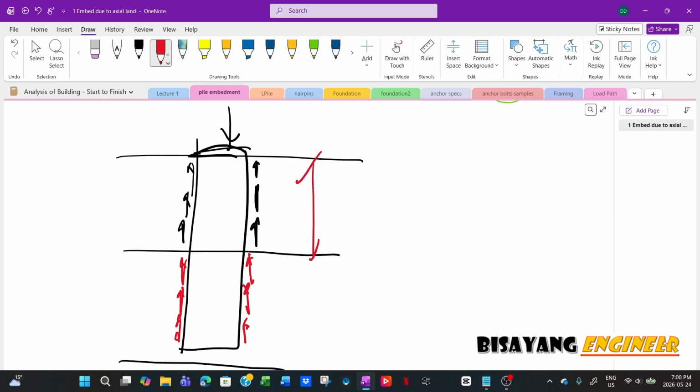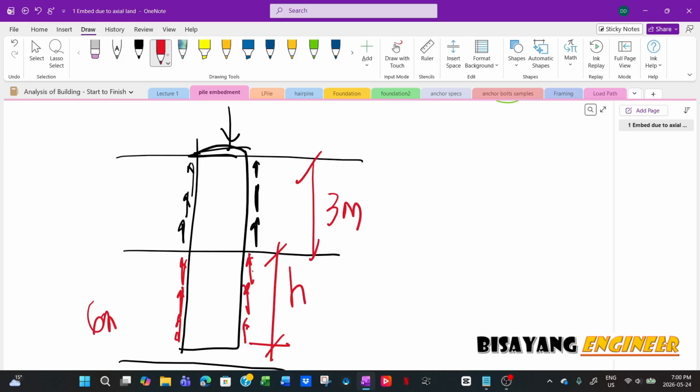Now, this one is already known. Say, for example, this is 3 meters, and then this is 6 meters also. But you don't need a total of 9 meter embedment if along this depth you have enough capacity. So, for example, this is H, right?